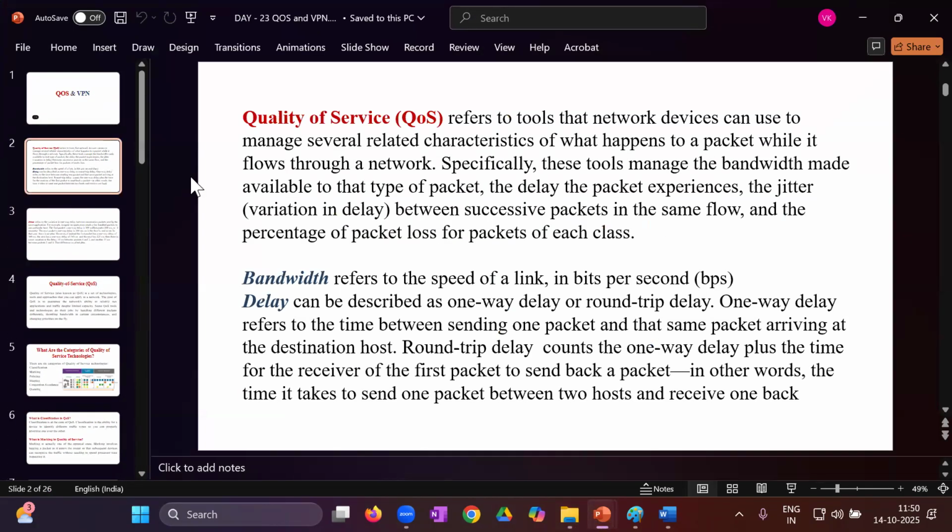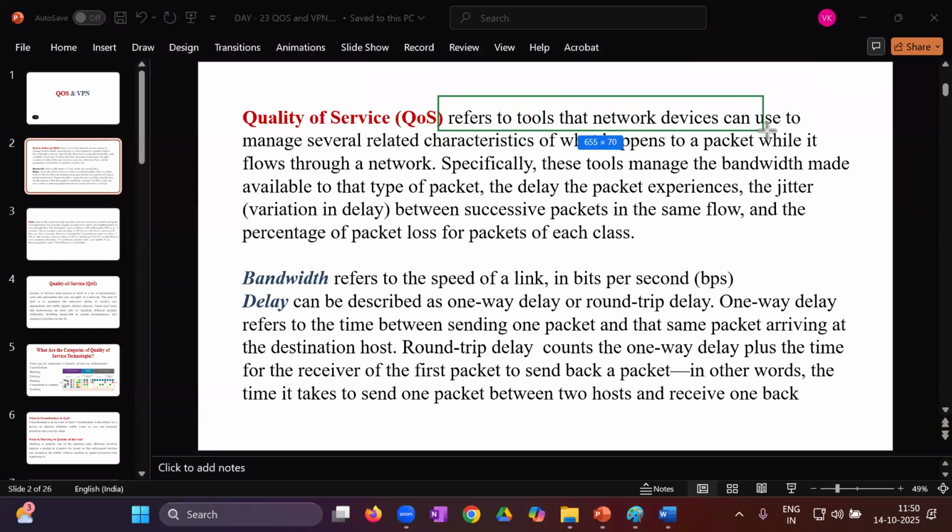The first thing is, what is quality of service and why do we use this? See, quality of service refers to the tools that network devices can use to manage the several characteristics of what happens to a packet while it flows through a network.